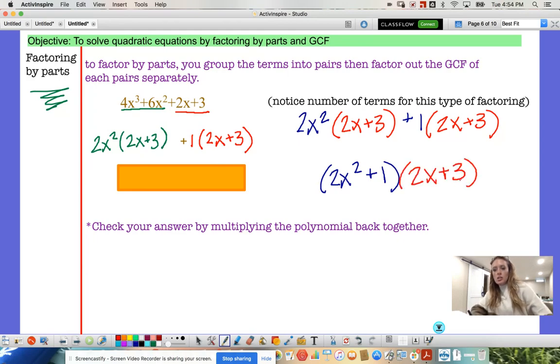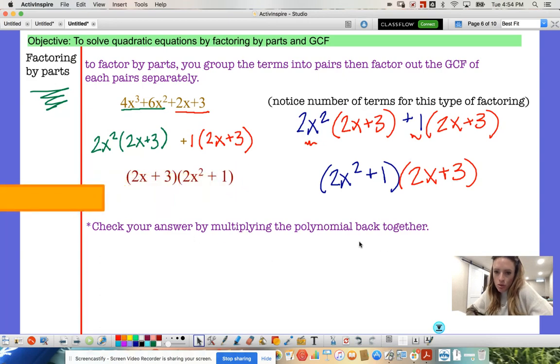So there's a lot of questions every year about why isn't it 2x plus 3 squared, or why isn't there two of them? It's because it's a common term. We're adding them, and they make these two things like terms. So we can add this term plus this term because they each are multiplied by a 2x plus 3.